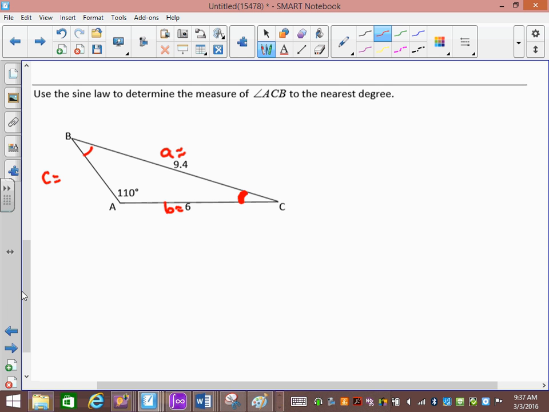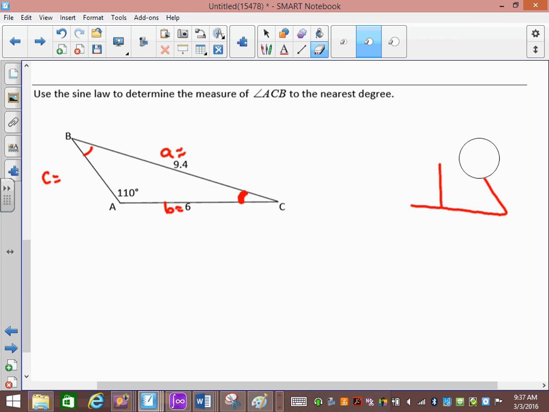Now, why would they do that? Why wouldn't they just say find angle C? That's what everyone always asks. Well, what if I gave you a triangle like this instead? Whoa, whoa, bad triangle.